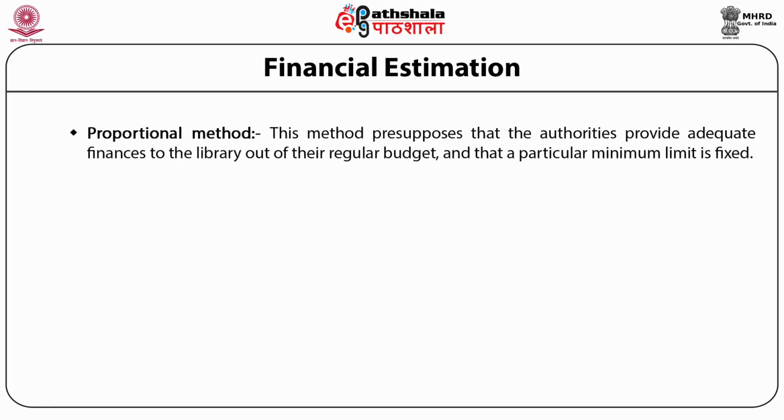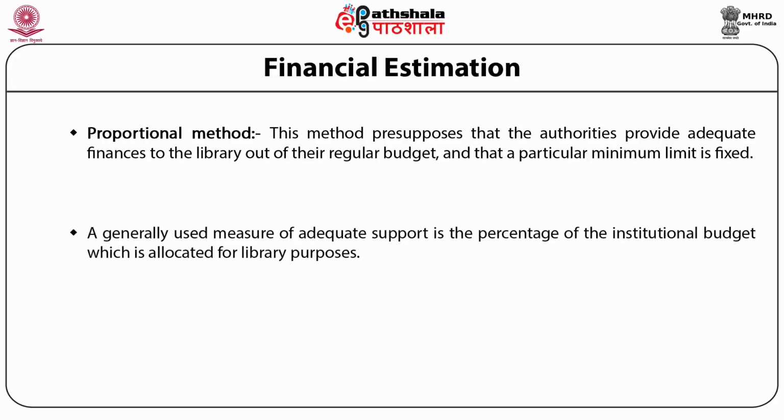The second method is the proportional method. This method presupposes that the authorities provide adequate finances to the library out of their regular budget, and that a particular minimum limit is fixed in that case. A generally used measure of adequate support is the percentage of the institutional budget which is allocated for library purposes. For example, at a global level, for special and research libraries, the literature says the percentage of budget which they give to such libraries as a part of their organizational budget ranges from 0.5 to 5%.